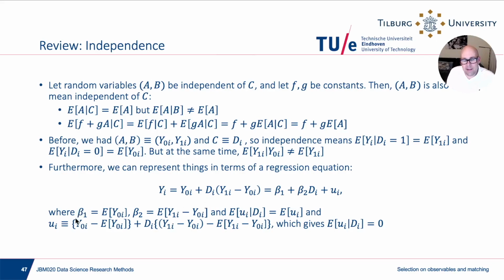What one can then do, and this is just one way of doing it, is to say, okay, let's say beta 1 is actually the expectation of y0i. Beta 2 is the expectation of the difference between y1i and y0i.